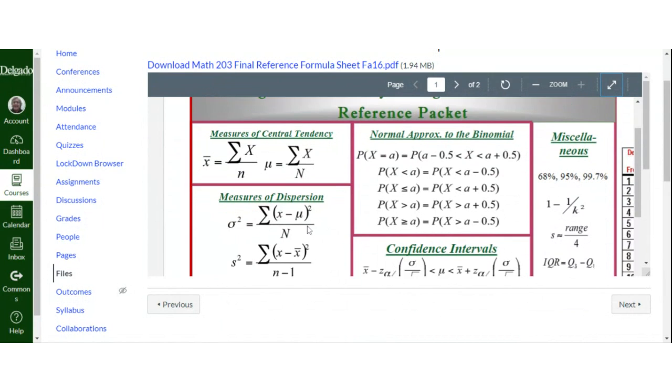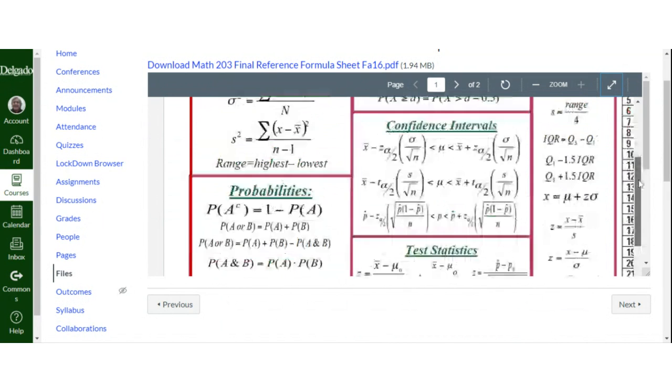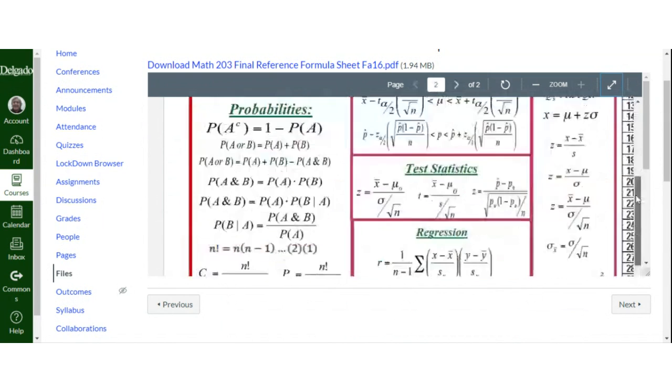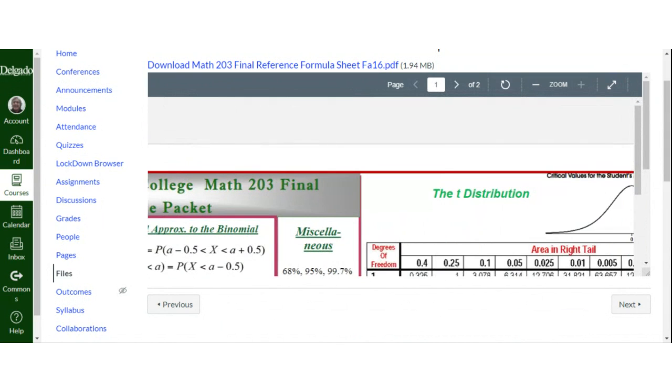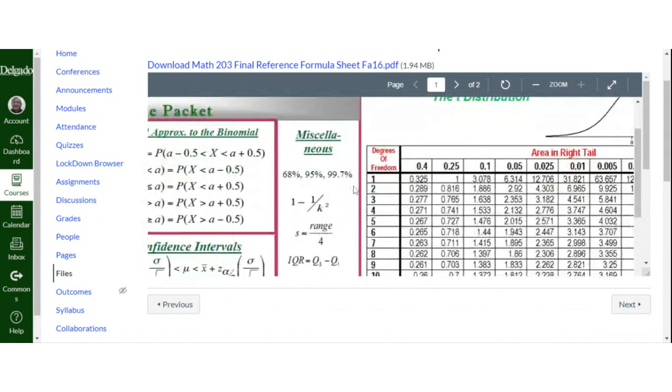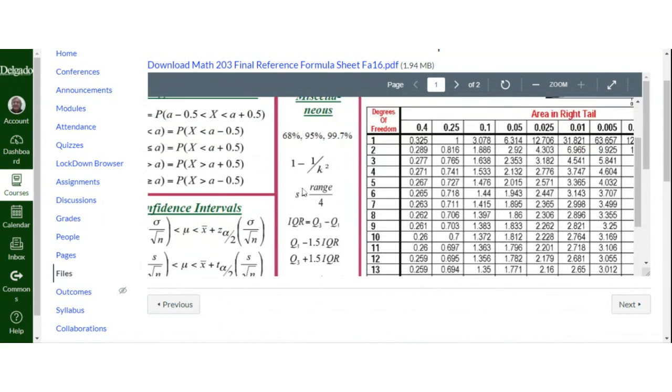Here's the measures of dispersion. These right here are the population and the sample variance. So to find the standard deviation, you take the square root of those. You don't have to worry about anything down there yet. That's chapter 4 and 5. Over here under miscellaneous, that's your empirical rule essentially. This is the thing we're working with, the Chebyshev rule right there.